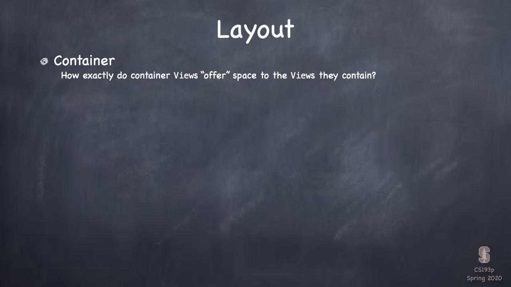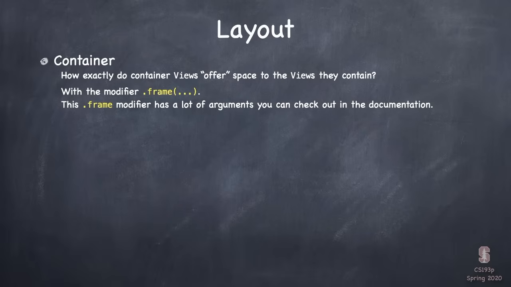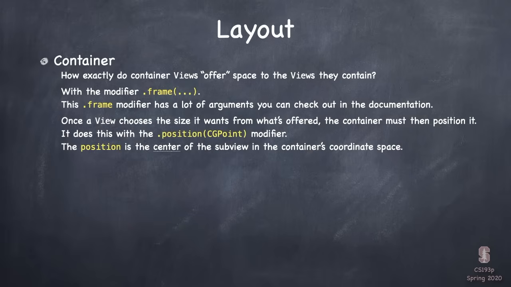All right, let's talk a little bit about how containers do what they do, which is offer space to their views and then position them. It offers space with the modifier frame. I'm not going to talk about frame in detail here. You can go look at the documentation. Frame has quite a lot of arguments, ideal width, minimum width, all these kinds of things to communicate to the views where the space is that I'm offering you. So that's how it offers space. And then once the view has chosen its own size, we use the modifier position to put it somewhere in our coordinate space if we're the container. So that's how they do that.